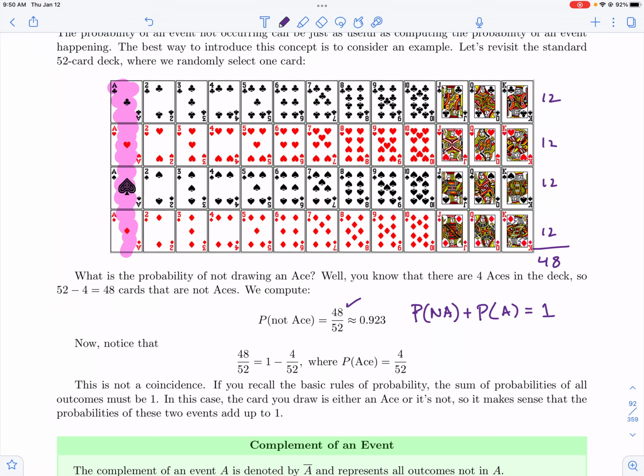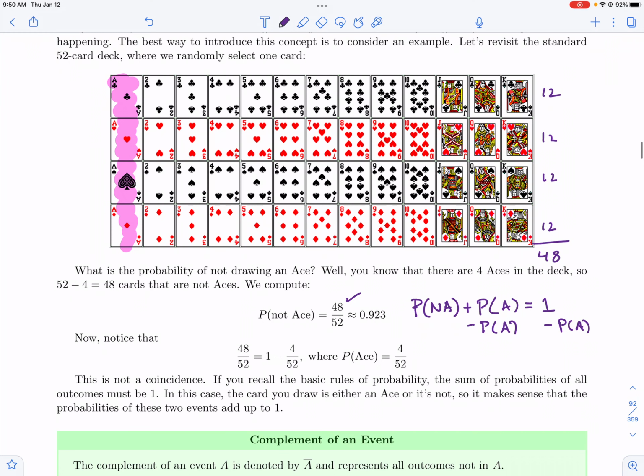If we do a little algebra, we can solve for the probability of not an ace by subtracting P of A from both sides. And we can see that the probability of not drawing an ace is actually the same as taking 1 minus the probability of drawing an ace. That's what I've demonstrated in this little example here.